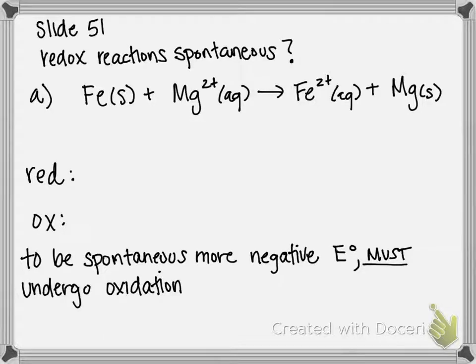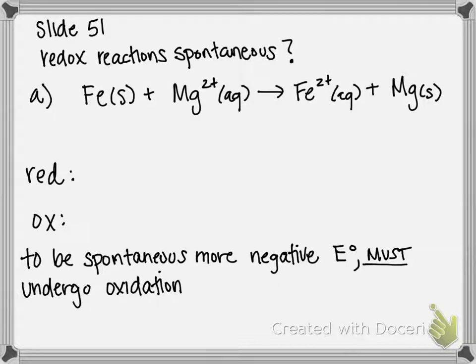This is the example on slide 51 of our chapter 20 part 1 PowerPoint. And here they want us to, without looking at the standard cell potential, predict two redox reactions and if they're spontaneous. And if they are spontaneous, they want us to draw an electrochemical cell in which the reaction could occur. So I'm going to show you how to do that.